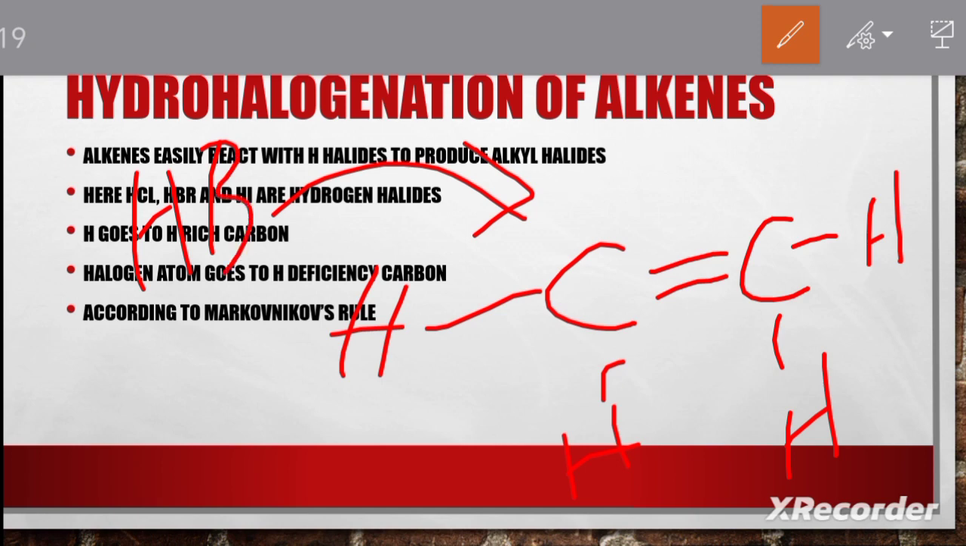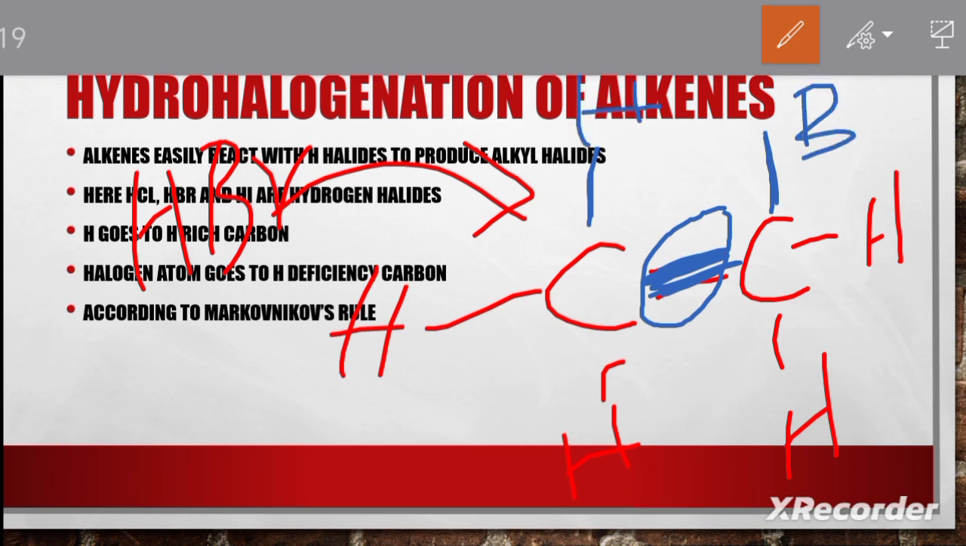HBr molecule to this. When I add HBr to this, what happens is this double bond is removed and becomes a single bond. Then two new bonds are formed, since carbon can have four bonds: one with hydrogen, one with bromine, right? The double bond becomes a single bond. Carbon can have four bonds, so now already three bonds are there, one bond with hydrogen, one bond with bromine.